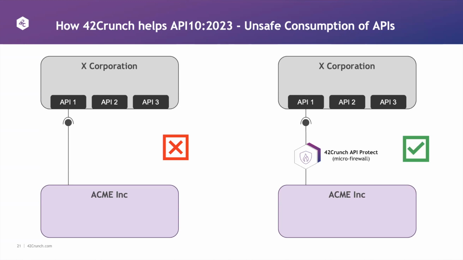And of course, if you are a purveyor of APIs in a X corporation, what would you do? You would use 42 Crunch to assure your customers that you've taken every step to produce secure APIs. And one of the artifacts you provide them is an API definition that fully specifies your API contract, right? So if you're a consumer, use the firewall. If you're a provider, become a customer and produce secured API definitions.